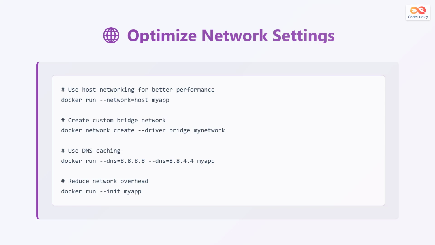Enable DNS caching to reduce DNS lookup times. You can specify DNS servers using the --dns flag. Reduce network overhead by using the --init flag when running containers. This ensures that a proper init process is used, which can help prevent zombie processes and improve signal handling.